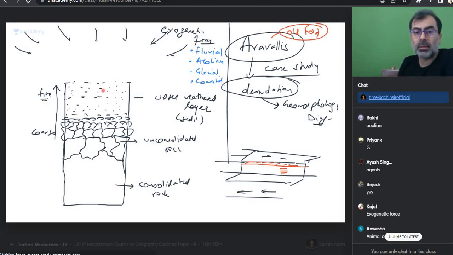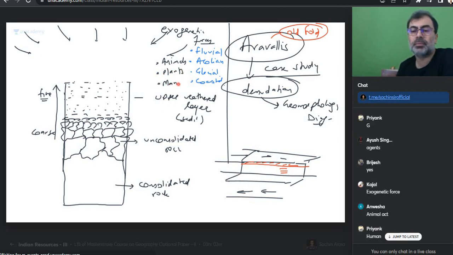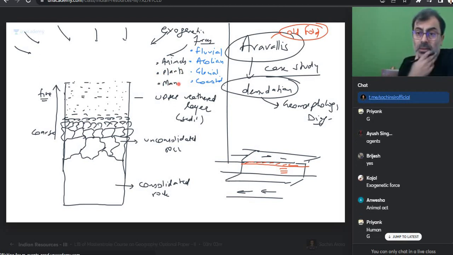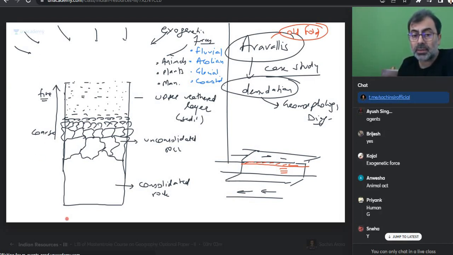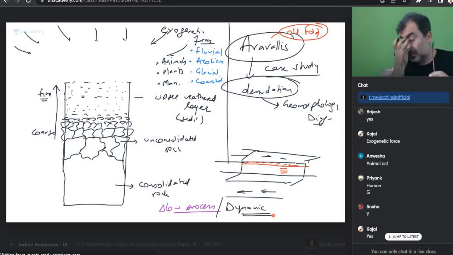Anvesha wants to add, sir, animals also do it. Okay, if animals do it, I would say Anvesha, plants also do it. If animals and plants do it, man also does it. Do we get that? Now this breakup, first of all, is a very, very slow process. Get that? And I want to tell you, it is a dynamic process.